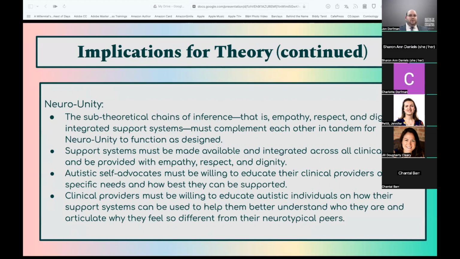Support systems must be made available and integrated across all clinical settings and be provided with empathy, respect, and dignity. Self-advocates must be willing to educate their clinical providers on their specific needs and how best they can be supported. Clinical providers must be willing to educate autistic individuals on how their support systems can be used to help them better understand who they are and articulate why they feel so different.